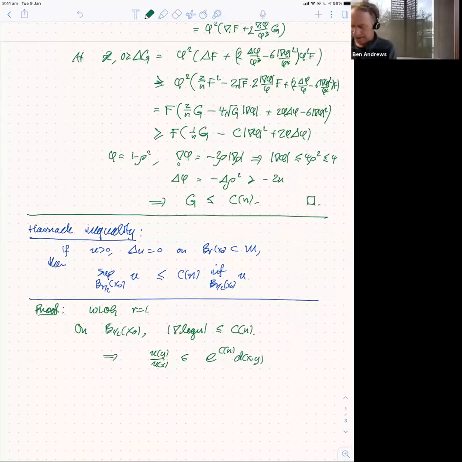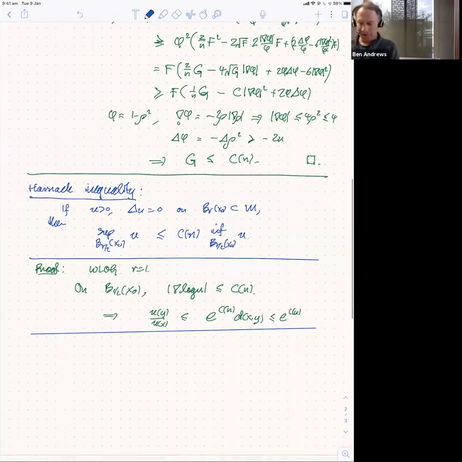And the distance from x to y in the ball of radius r over 2 is never bigger than r. In this case, it's 1. So that's all there is to it. The ratio of values at any pair of points is bounded by e to the c. So that's precisely the classical statement of the Harnack inequality in the Euclidean case.